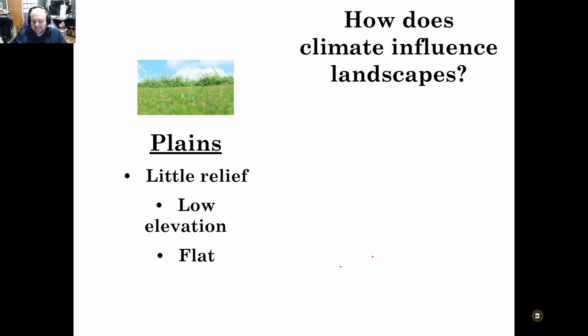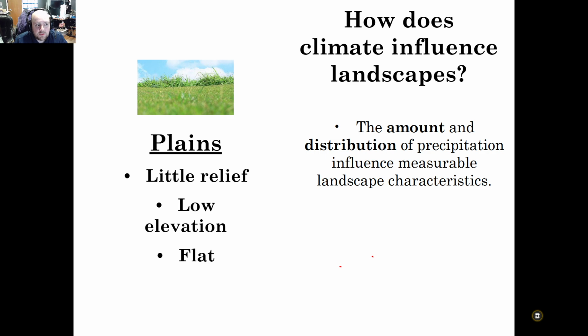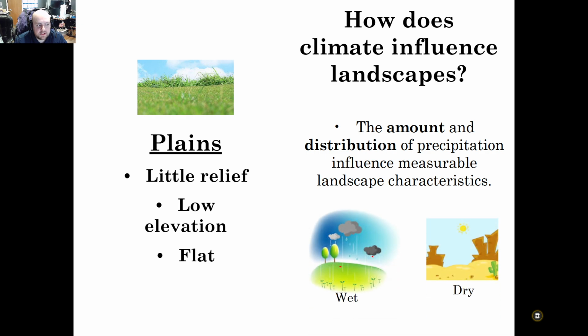All right, so how does climate influence a landscape? Remember when we talked about the factors that affect climate? We have elevation as one of them, your distance from sea level, your latitude, that kind of thing. But this also is going to have an effect on the landscapes themselves. So the amount and the distribution of precipitation is going to influence the landscape. So how much rain, sleet, snow, hail, and how widespread it is going to change the landscape.